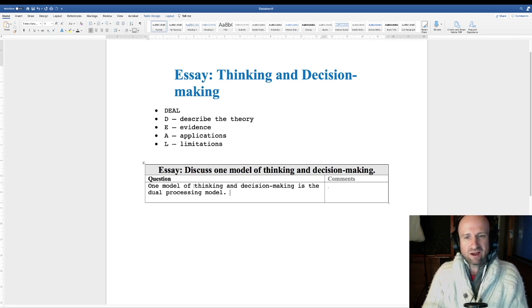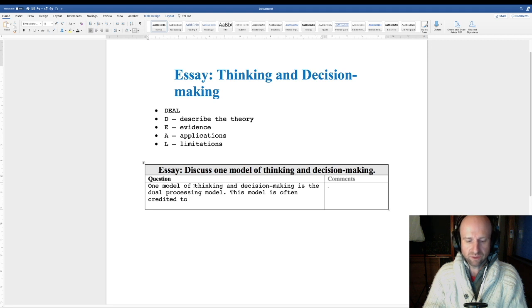Now, you don't have to remember names of researchers, but it is good to remember names of theorists. So I think you should know that one model of thinking and decision making is a dual processing model. This model is often credited to Kahneman and Tversky. Pretty famous names. I would hope a good essay would remember this.